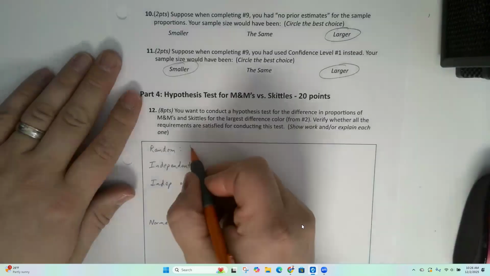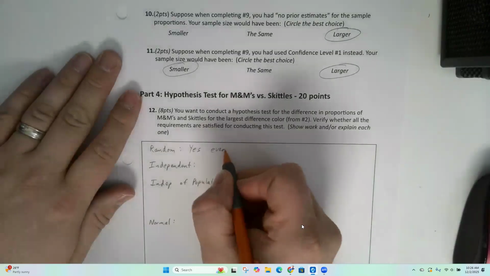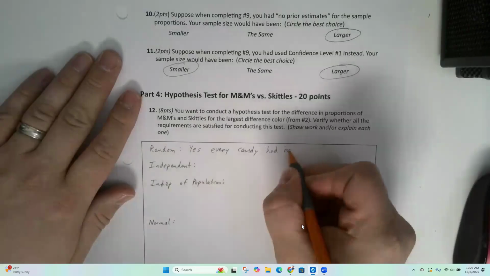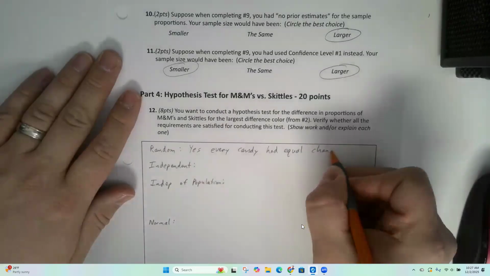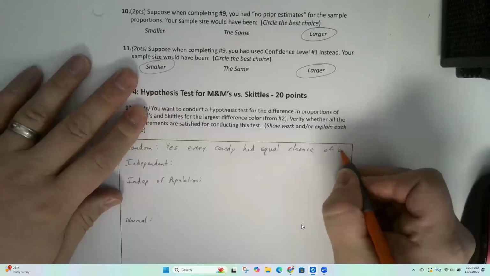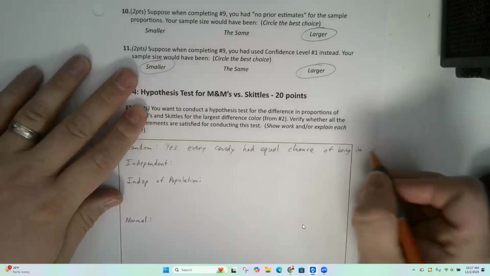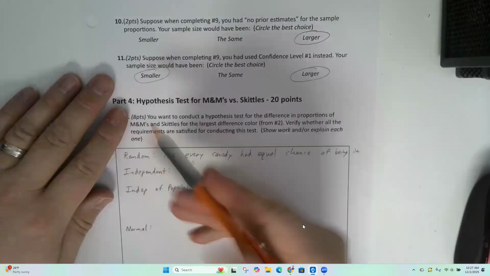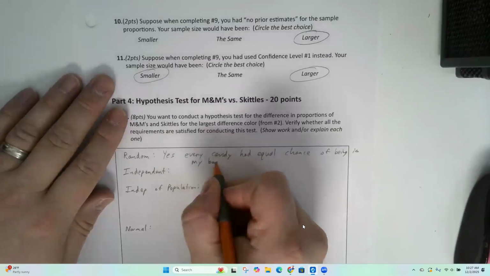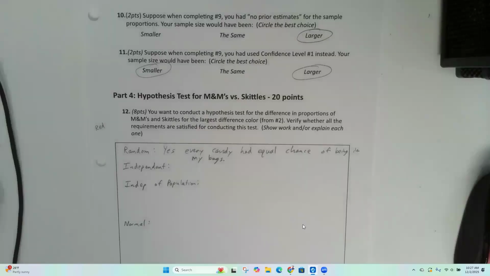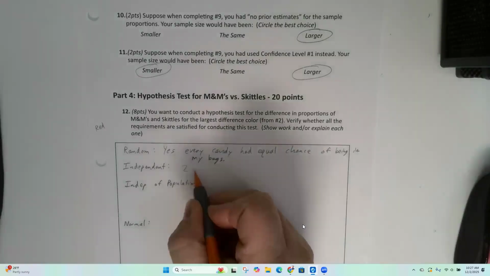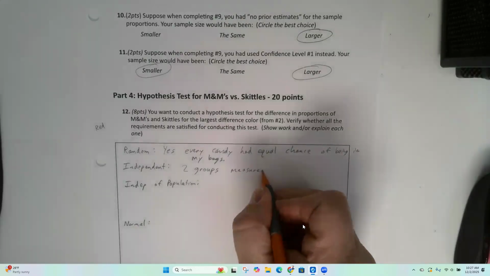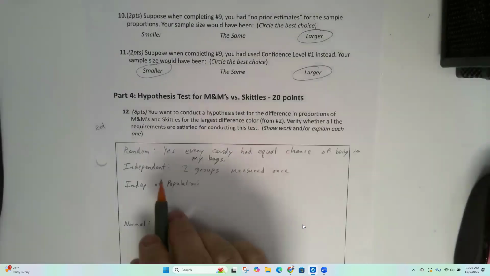First of all, random, yes. Every candy had equal chance of being in my bags. Okay, so we're good there. Independent, we have two groups measured once. So we're good there.